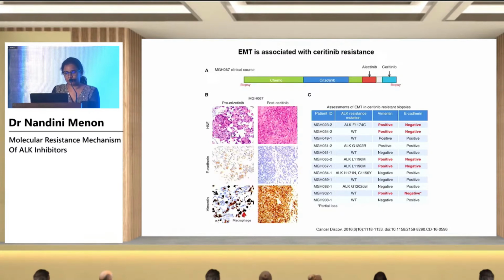And how did they identify this? So what did they look at? Pre-crizotinib, H&E staining, and they did an E-cadherin staining, and you can see it is lost here. And some of the mesenchymal IHC markers appear. So this is vimentin, which is a mesenchymal marker, and it was seen after this transformation.